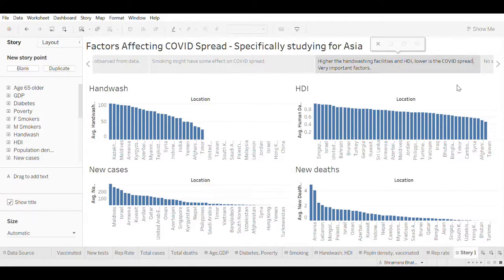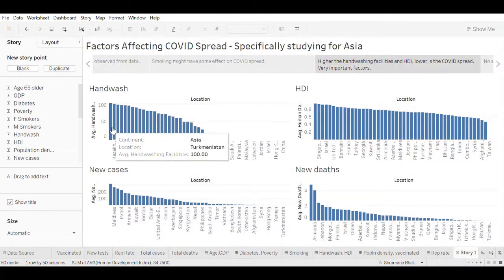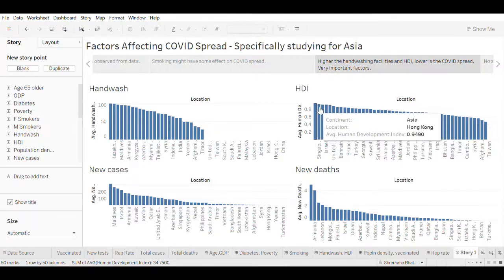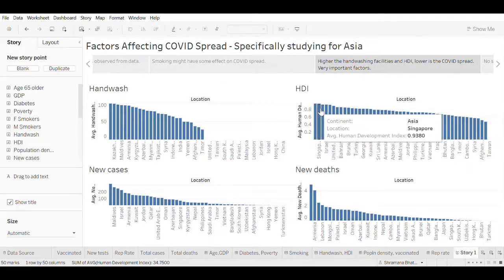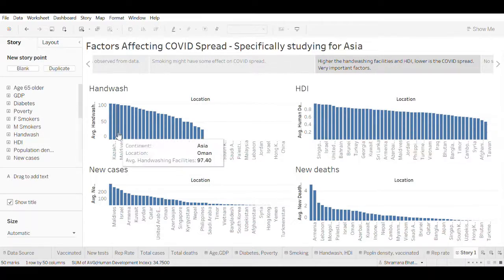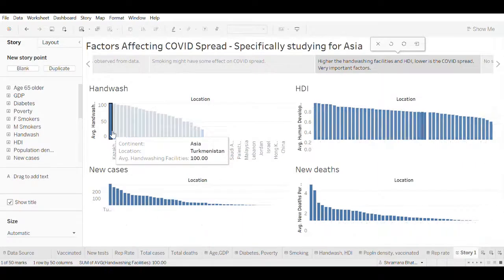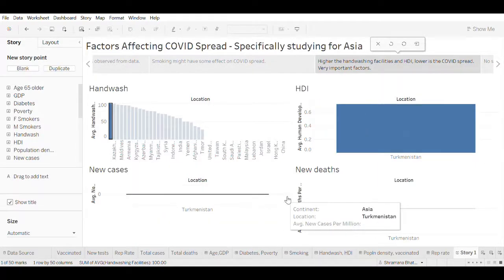Okay. So let's check. For Turkmenistan, if I see, it has very high hand washing facilities. And HDI is highest for Hong Kong, and Turkmenistan is somewhere here, which is not less. Highest is 0.9, it's around 7, so on the higher moderate side, you can say. Let's see its new cases. Okay, we don't have any data for the new cases for Turkmenistan and new deaths. I'm not very sure whether there is no data or actually no cases.